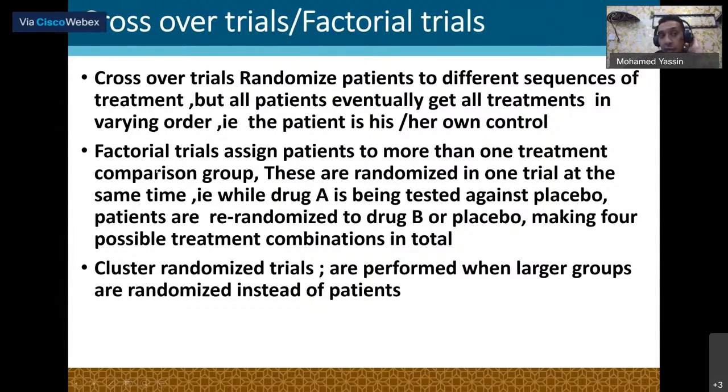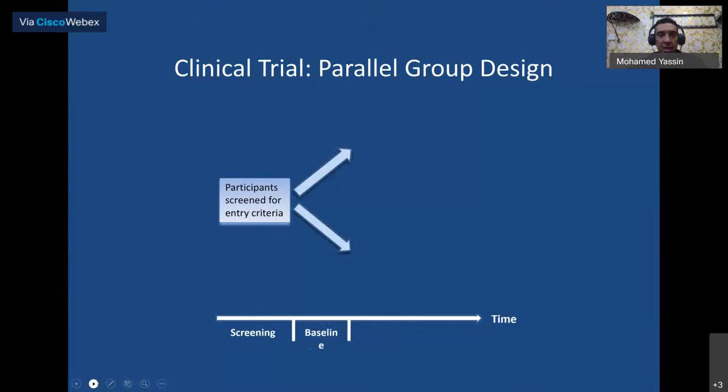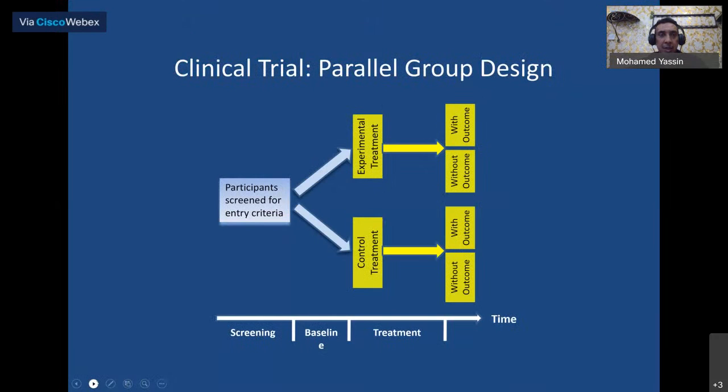We have another type of trial called a factorial trial. What do you mean by factorial trial? It means a patient can be assigned to more than one treatment or comparison group, and these are randomized in one trial at the same time. Just to make it easier for you, we will go to the cartoon so that you understand what we mean by factorial.